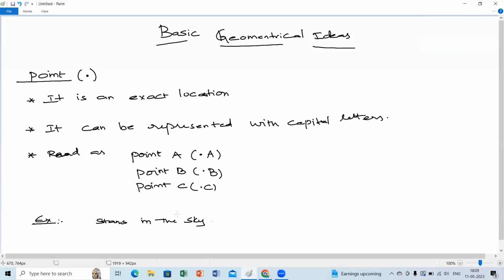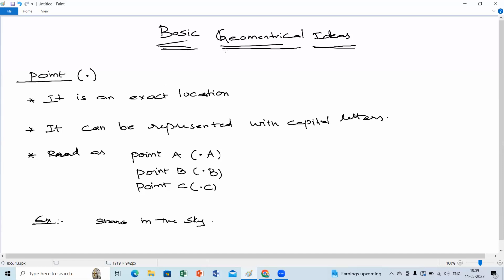Ma'am, I want to ask you one thing. Yes, please, Monish. Ma'am, should we note down these basic geometrical ideas? Yes, points you need to note down. This is the first point we discussed, Monish. I think you joined just now. No, ma'am. Okay, fine. You need to note it down, in your day-to-day life.